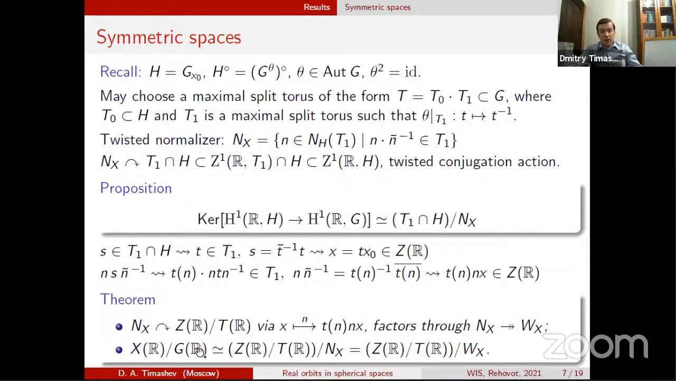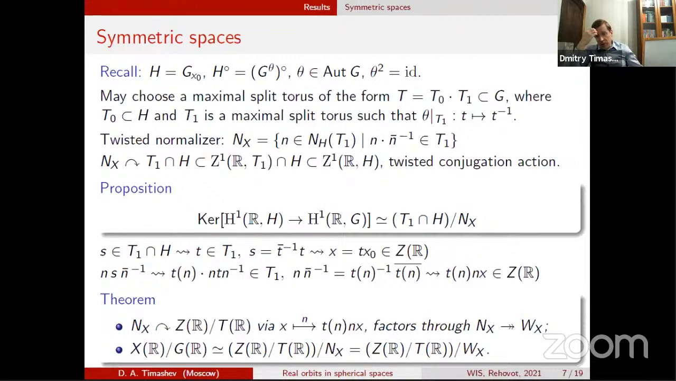And consequently, we get that the set of orbits for the real locus of G acting on the real locus of X, my symmetric space, is in bijection with the set of orbits for this little Weyl group on the orbit set of the real locus of Z acted on by the real locus of T. So we get indeed the result of the same shape as in the main theorem, which I announced. So this is the case of symmetric spaces.